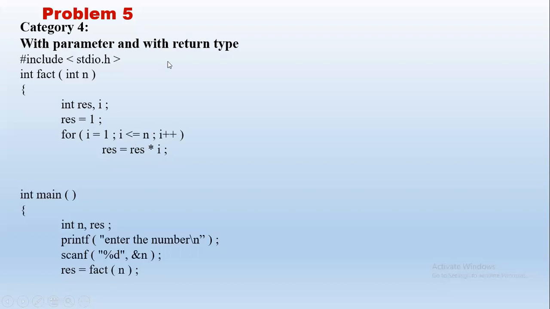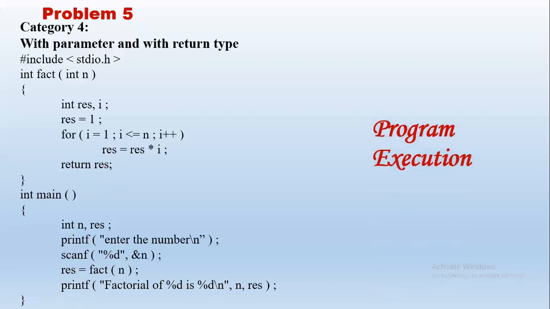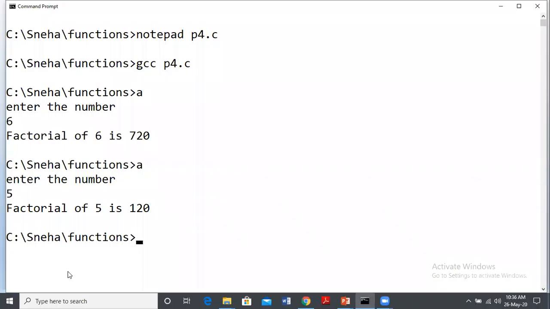Since this is with parameter and with return type, we have to return the answer result. So return result. As soon as return is encountered, it comes back to the function call. So it has returned 720. This 720 gets stored to RES and we have to print it. So factorial of 6 is 720. We print this. Let's see a quick execution for this.